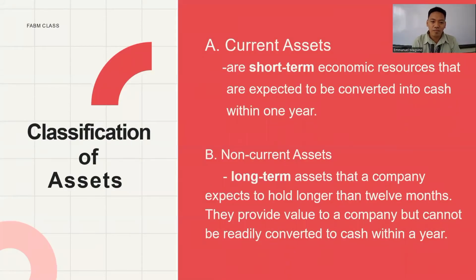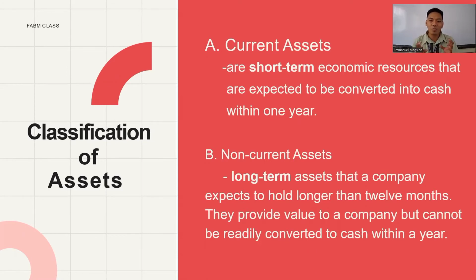So now, let us discuss the classification of assets. We have 2 classifications of assets. We have current assets and non-current assets. When we say current assets, these are the short-term economic resources that are expected to be converted into cash within 1 year. And non-current assets are long-term assets that a company expects to hold longer than 12 months. They provide value to a company but cannot be readily converted to cash within a year.